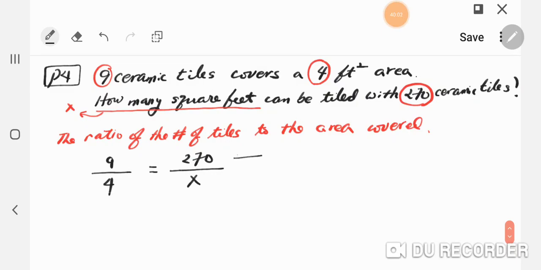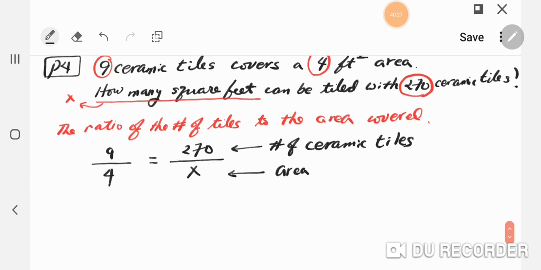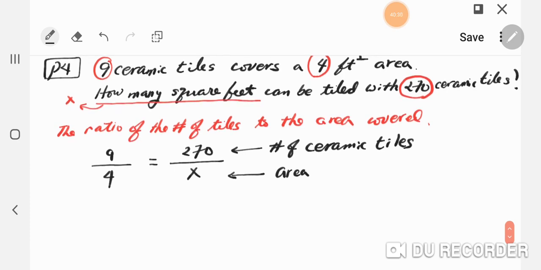So the numerator is the number of ceramic tiles, and the denominator is the area that's covered by that number of ceramic tiles. So 9 goes to the numerator, 4 goes to the denominator. That should be equal to 270, the number of tiles, which goes to the numerator, and X, the area in square feet, goes to the denominator.